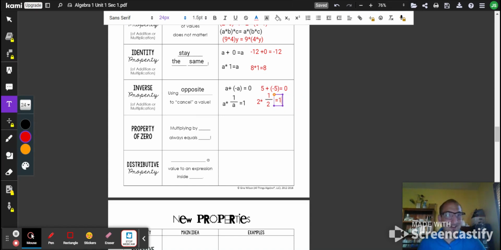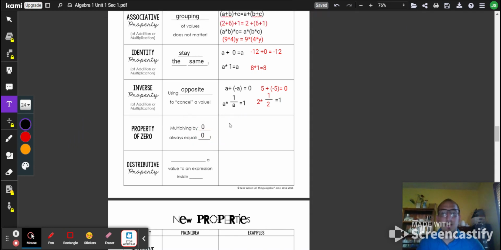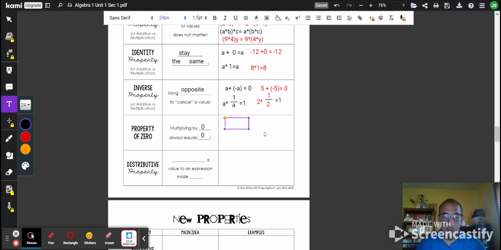Almost there. Almost done-ish. Property of 0. Property of 0 is pretty simple. Property of 0 just says, if you multiply by 0, it always equals, you guessed it, 0, right? Multiply anything by 0, you get 0. And the generalized term would be A times 0 equals 0.